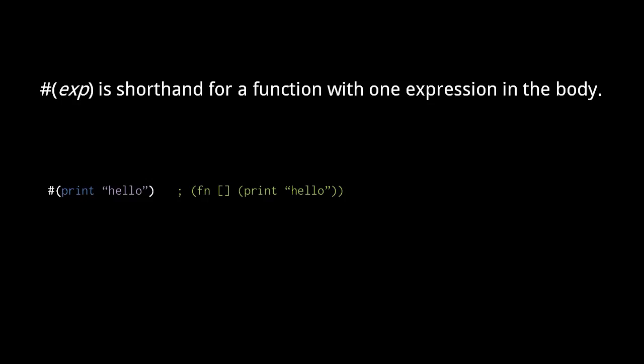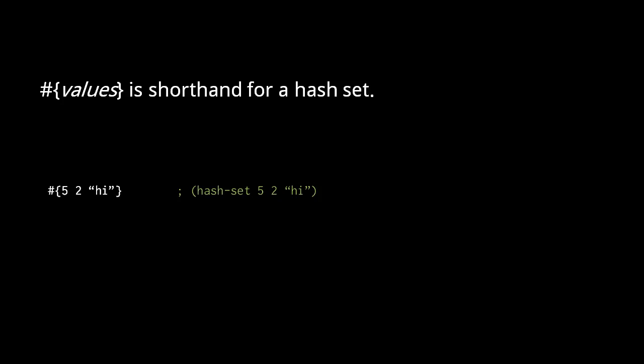In addition to the apostrophe for the quote form, the Clojure reader has a few other syntactical conveniences. A list preceded with a number sign is shorthand for an fn form whose body has just one expression. In these shorthand functions, parameters are symbols starting with a percent sign, followed by a number denoting the position of the parameter. For example, here percent sign 2 denotes the second parameter, and percent sign 1 denotes the first parameter. Percent sign by itself is the same as percent sign 1. A number sign in front of curly braces is shorthand for a hash set. Somewhat strangely, this set shorthand doesn't accept duplicate arguments.